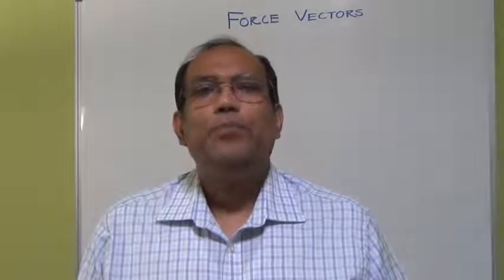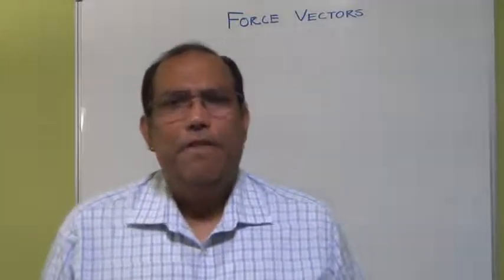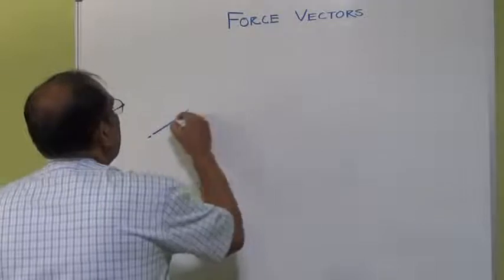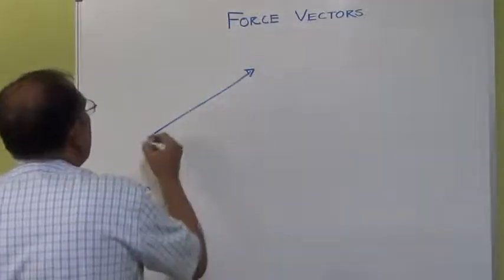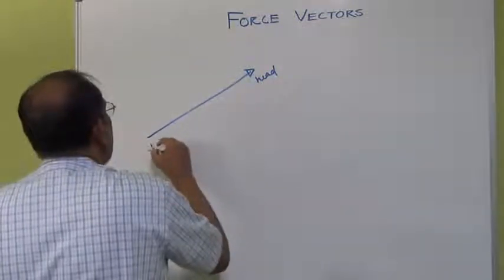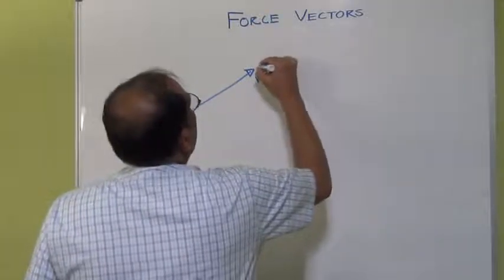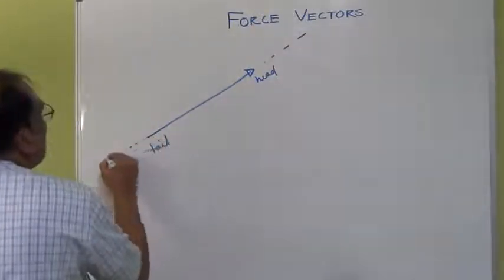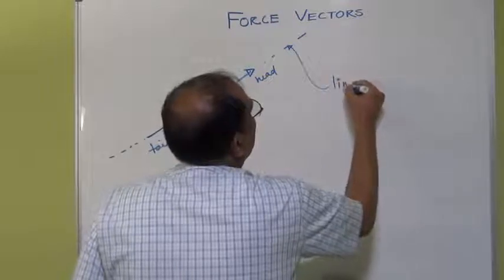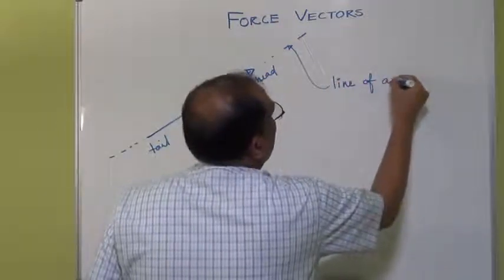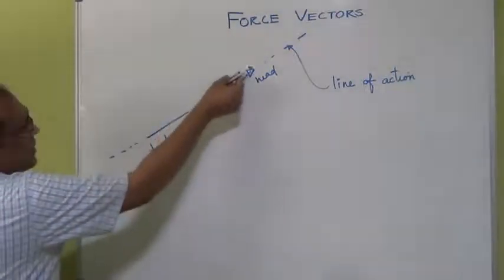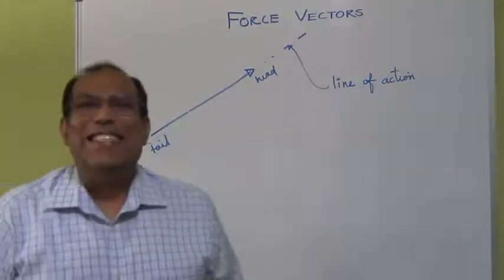Okay, now if I show you the vector, let's say this is a vector here. You can see we say this one is the head, this is the tail. The line along which this vector is working, we call that one line of action. And this is the direction. Sometimes we call that one the sense of the vector.